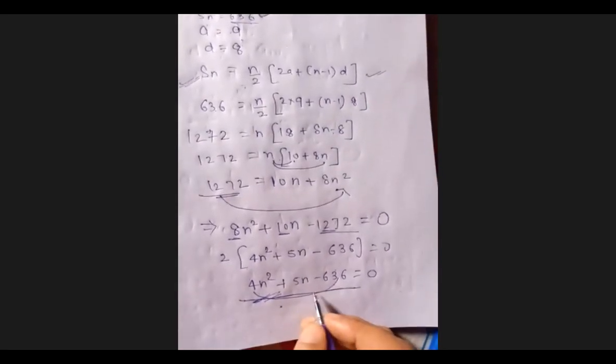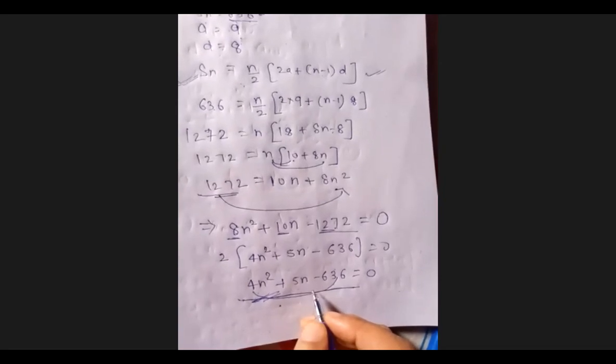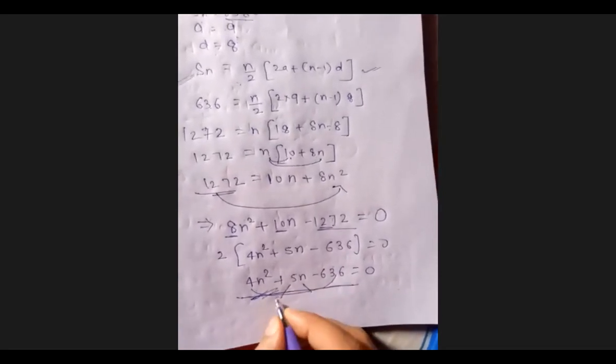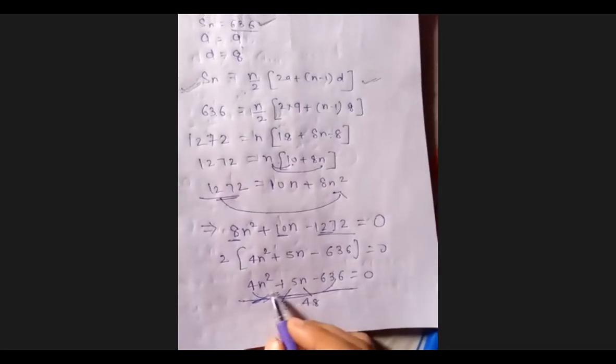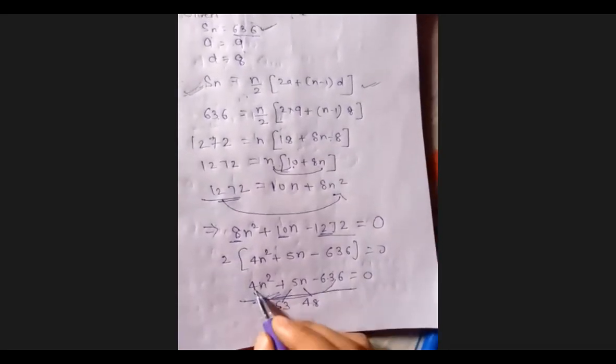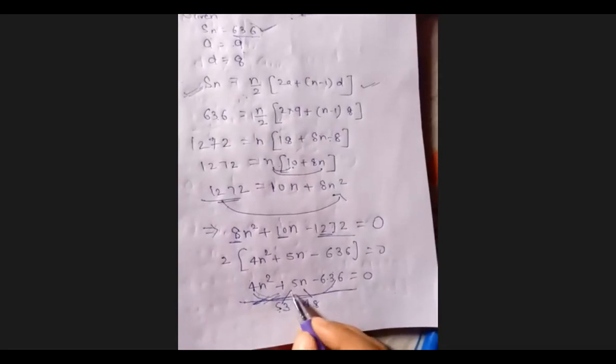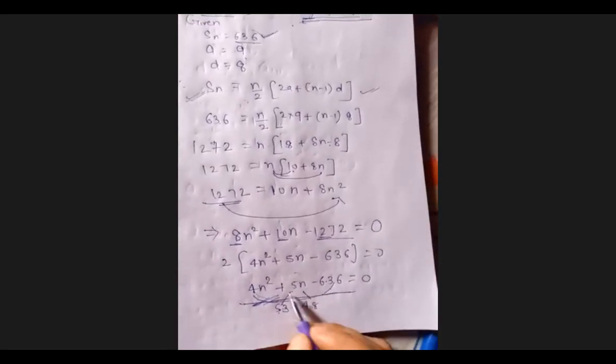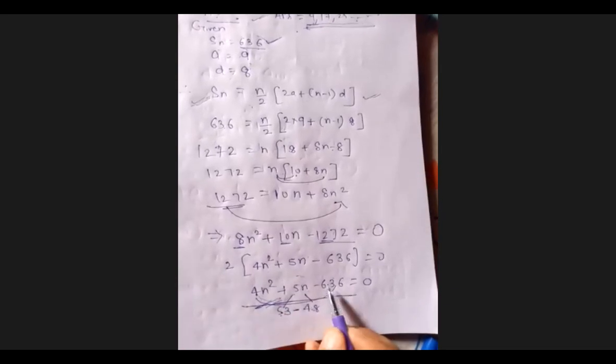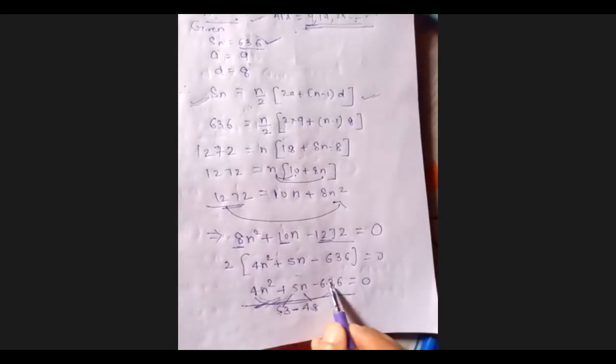If you want to factorize this, the numbers are 53 and 48. I am telling you 53 and 48. When you multiply 636 and 4 and take its LCM, you get 53 and 48. If I take these two numbers and subtract, we get this 5. Okay, 53 minus 48, we will get this 5, and 53 into 48 will equal the product of 4 and 636.